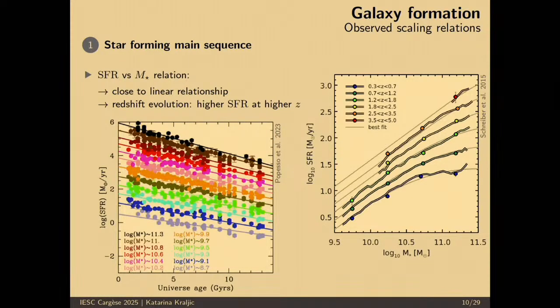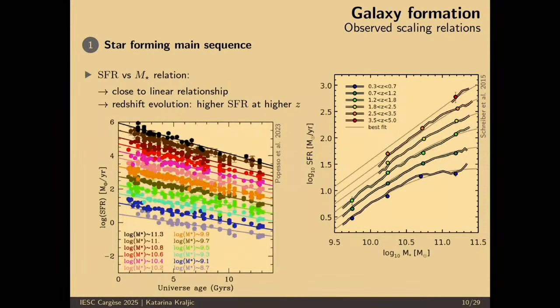We know that this relation evolves with redshift, so at a given stellar mass, the star formation rate was higher in a higher redshift universe. Again, nothing terribly surprising. Density was higher, everything was more compact, so less time was needed to convert gas to stars. So it seems like this main sequence for star-forming galaxies is a basic prediction of this galaxy formation model.